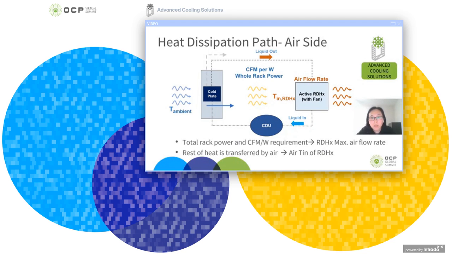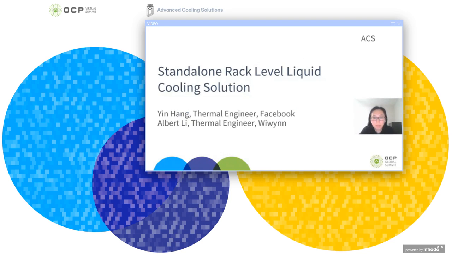So the total CFM going through the rear-door heat exchanger is actually controlled at the rack level, based on the CFM per watt requirement. For the next portion, I will hand over to Albert, and he will talk about the detailed design. Thanks, everyone.